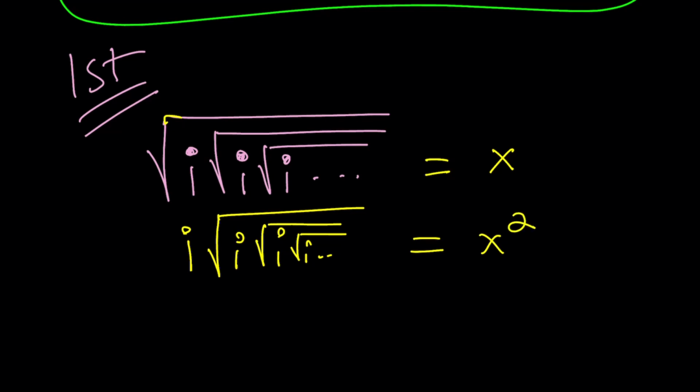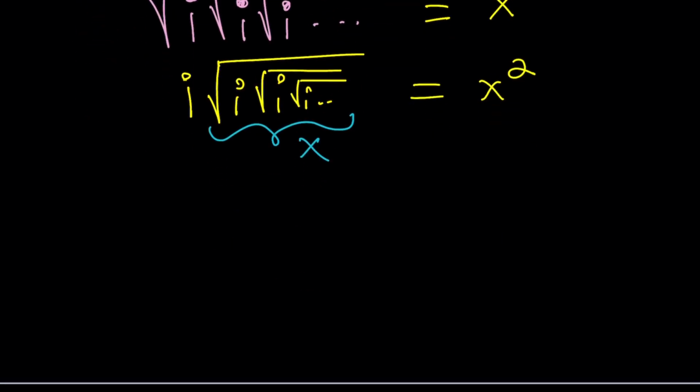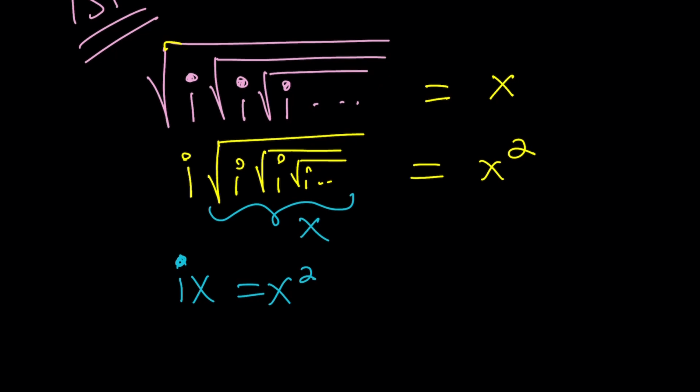Of course, that's the whole idea. This is the same thing as x. And this is really nice because it makes it more clear that, oh okay, this expression really contains itself, right? And then from here we get the following: i x equals x squared.